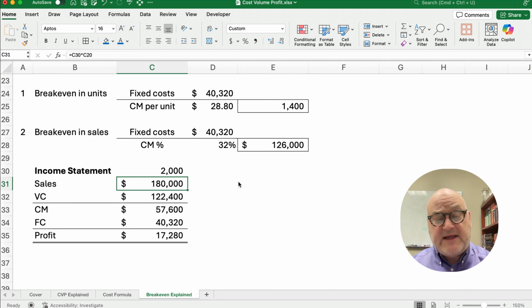So break-even analysis is a part of cost, volume, profit, and what happens to our cost and our profit if our volume goes up or down or whatever.